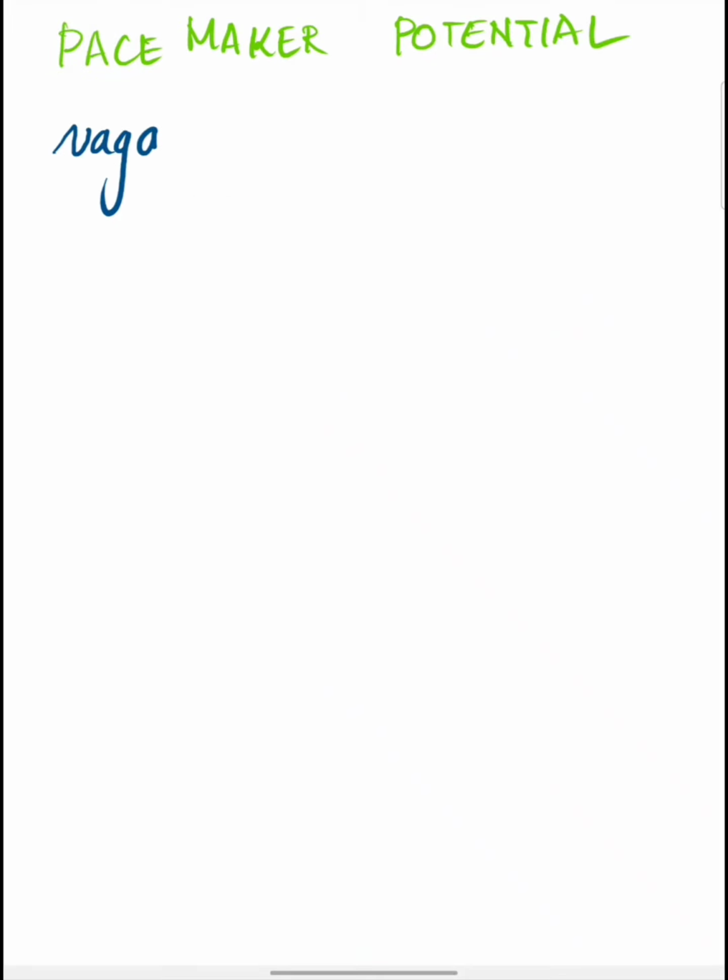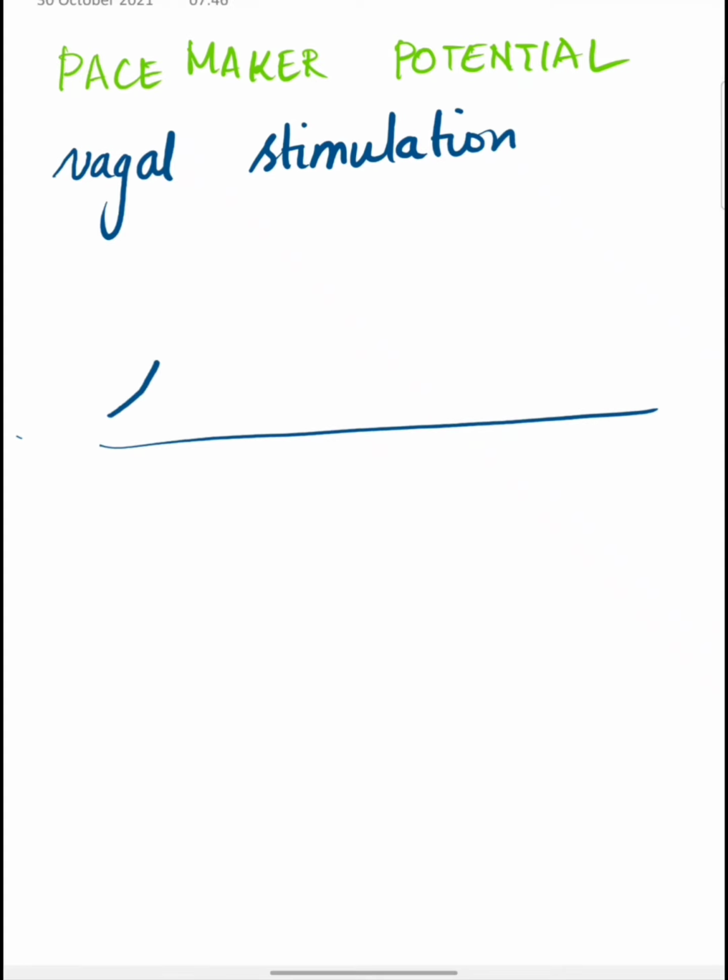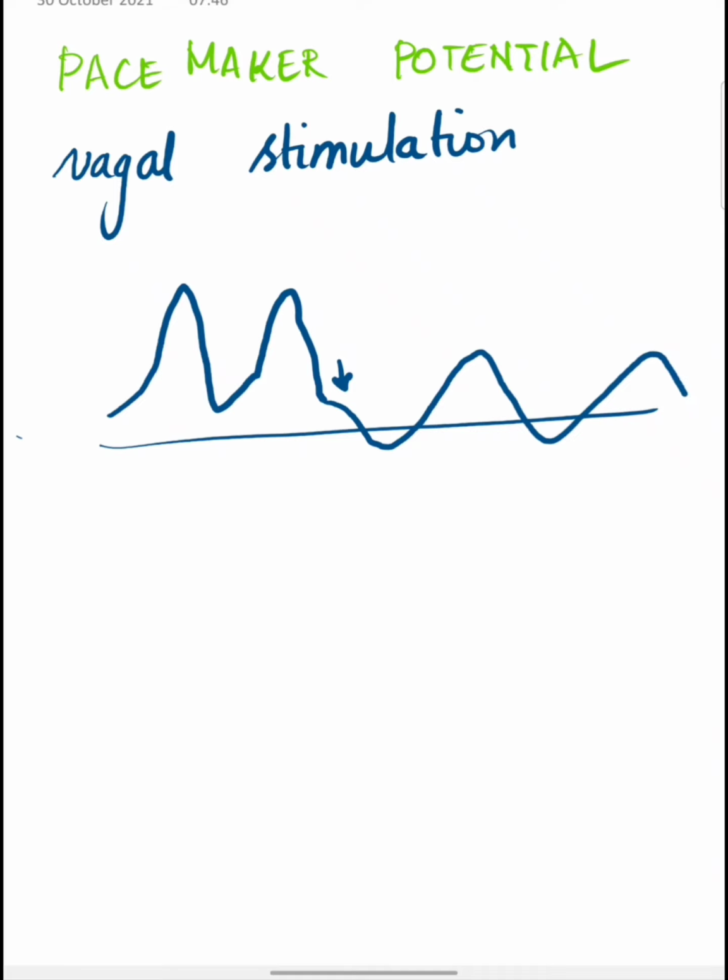Now we are going to see about the vagal stimulation effect on the pacemaker potential. Now this is the normal wave of pacemaker potential. On vagal stimulation, there is a decrease in slope. So the wave becomes like this. The waves become more spaced. So there is membrane hyperpolarization because of increased potassium permeability, and the slope is decreased.